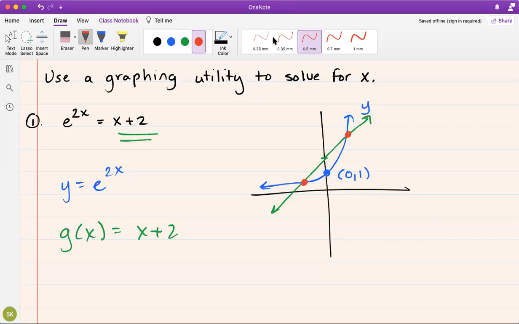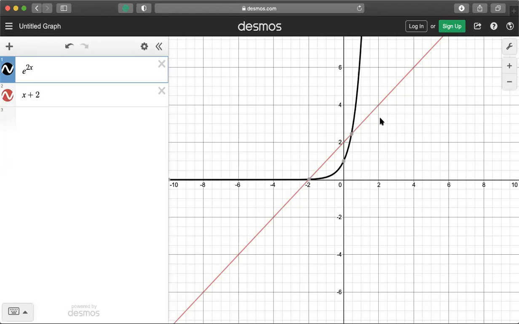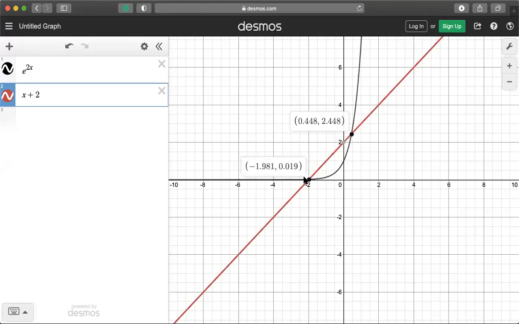Okay, so I'm going to show you what this looks like. So you can see this black graph right here. This is e to the 2x, this black one. And this red line is x plus 2. And you can see that we cross right here. Let me write this down on my paper. X is equal to 0.448. And the y coordinate is 2.448. And also right here at negative 1.981. And y is 0.019.